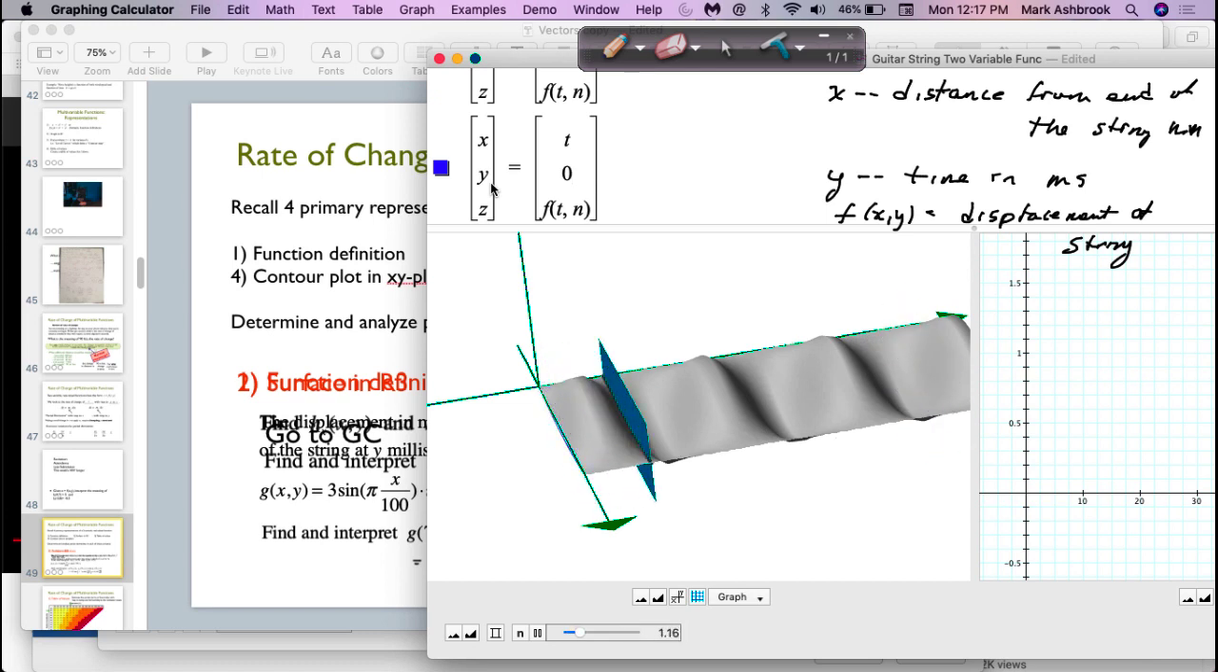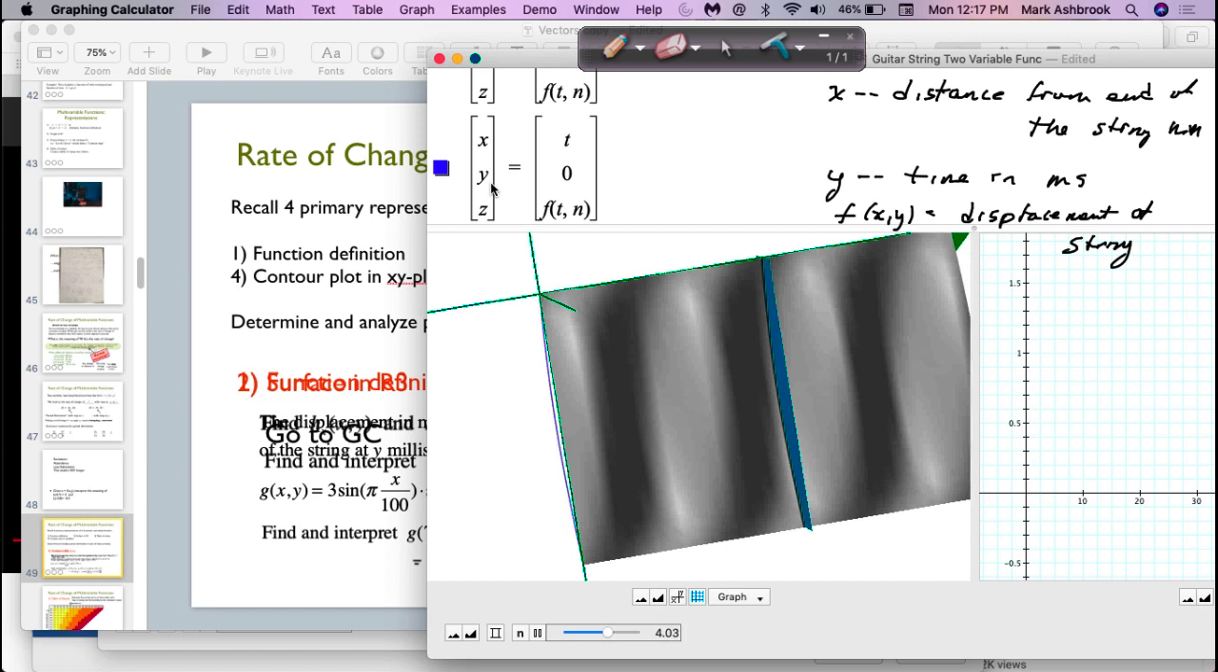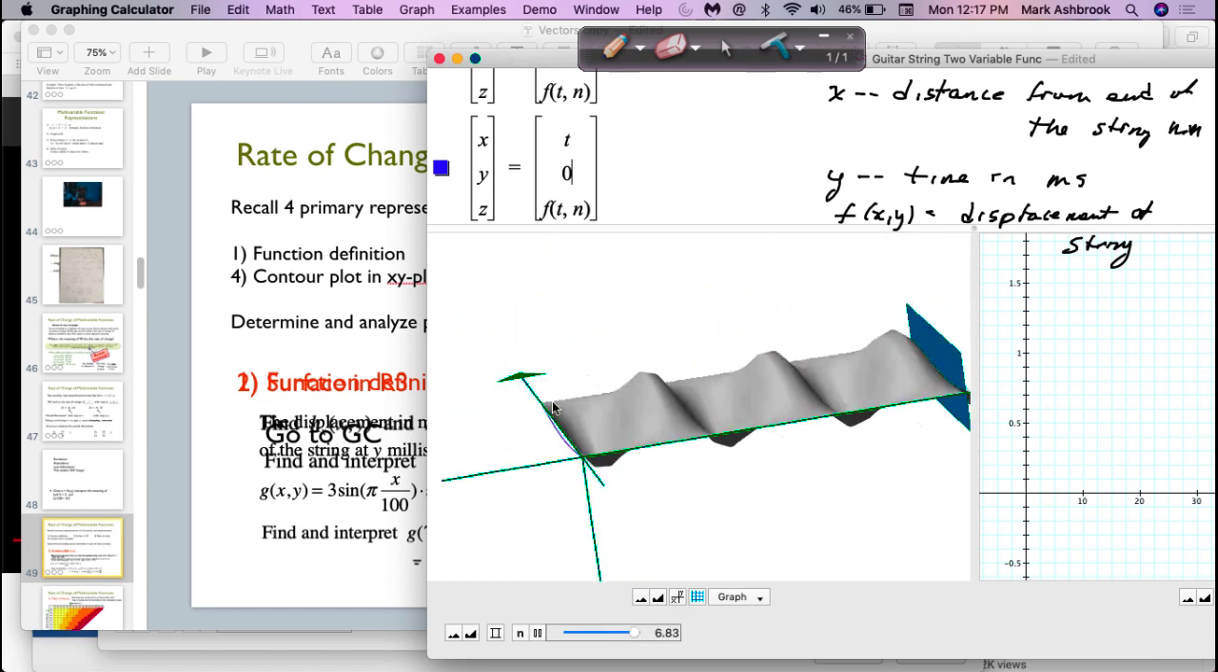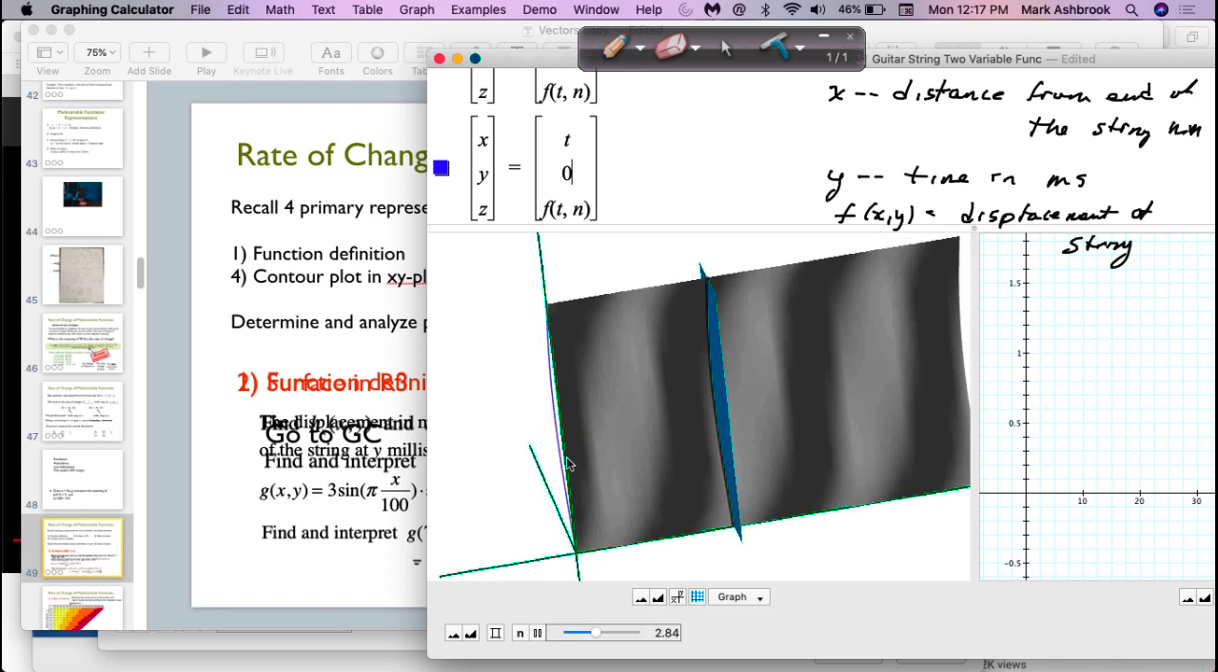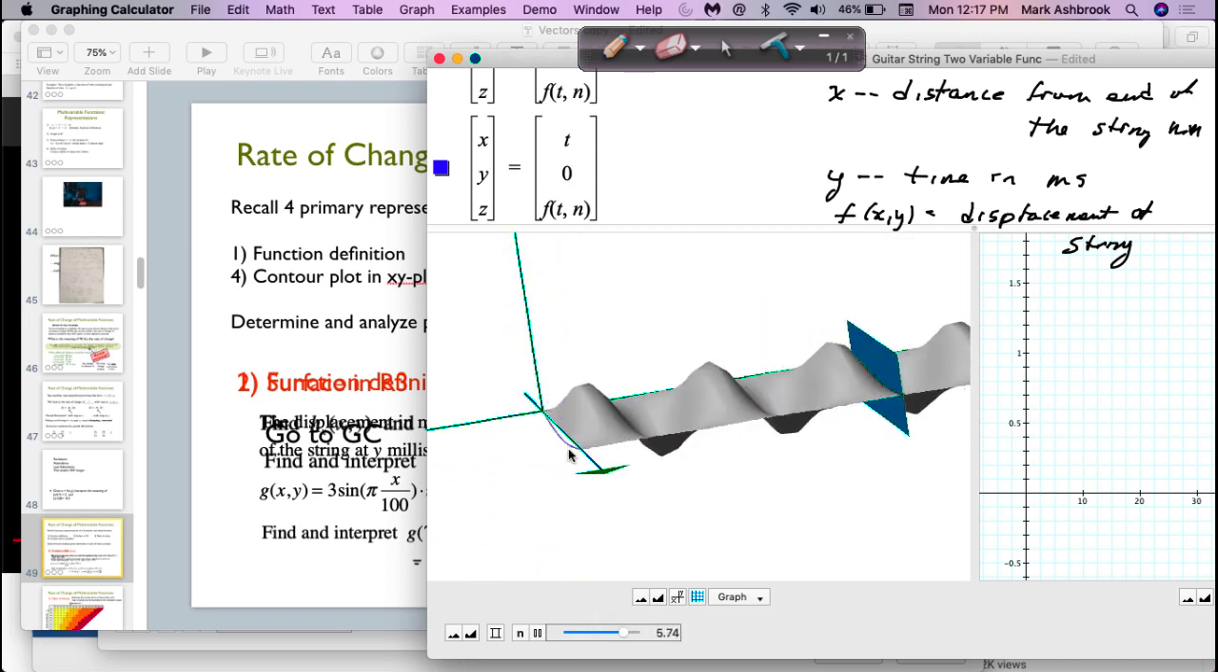Let me try this. Sorry, it needs to go all the way around. Now I need to stop it at just the right time. So this is time going by, and then you're looking at the string. All the points on the string and their displacement, up or down. And then I just projected that onto the xz plane. So that blue is the string, and that's just the projection of the trace of the time plane with the surface. Well, that's free. You don't have to pay me for that.